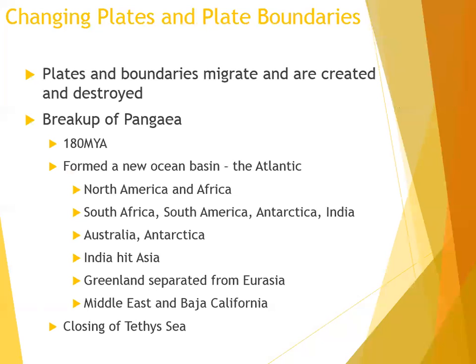What followed was the split of South Africa from South America, Antarctica going off in its way, and India in a fourth way. Australia and Antarctica then separated. India moved up and hit Asia. Greenland broke off of Eurasia. And the Middle East and Baja California joined in with their larger continental plate groups. And a structure called the Tethys Sea closed. We're going to look at each of these, but this slide is going to be the most important for our activity next time.